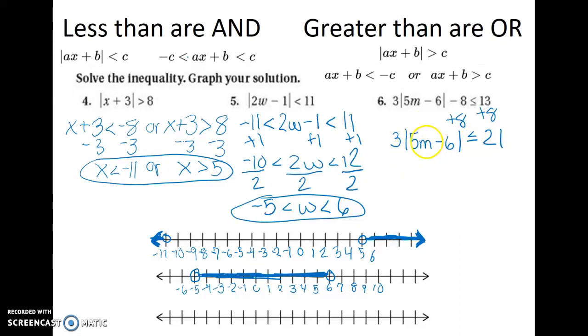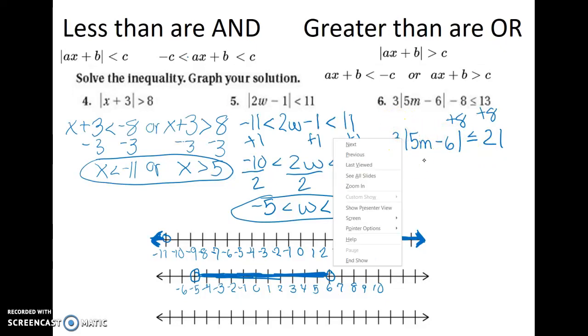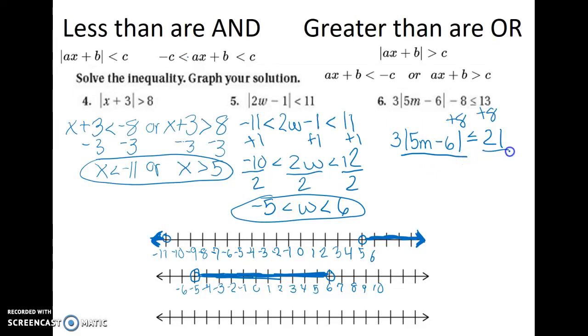It's almost looking like the other two, but I still can't rewrite it with this 3 on the outside. And since this is next to this bar, I know it's multiplication. That means that I need to divide both sides by 3. These would cancel, and I would have the absolute value of 5m minus 6 is less than or equal to 7.